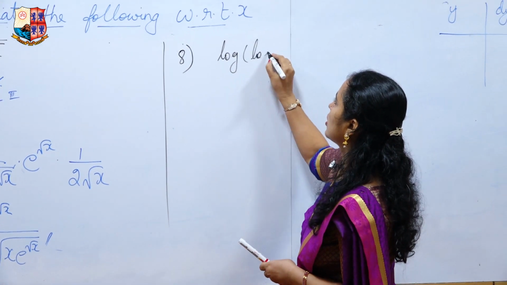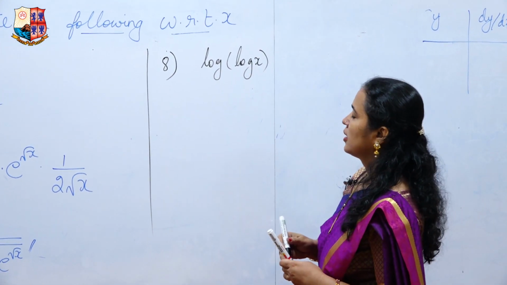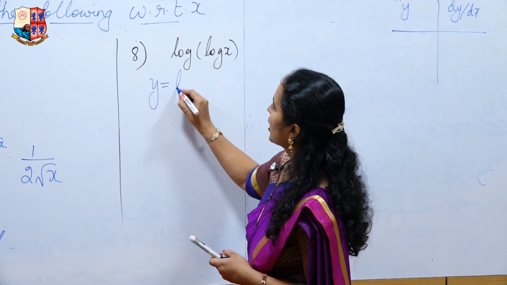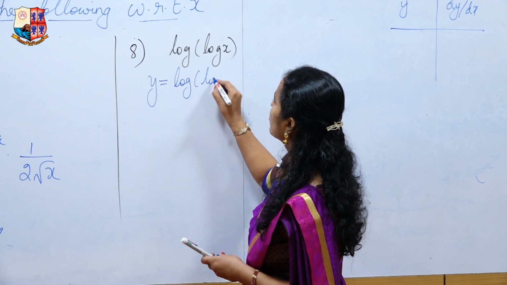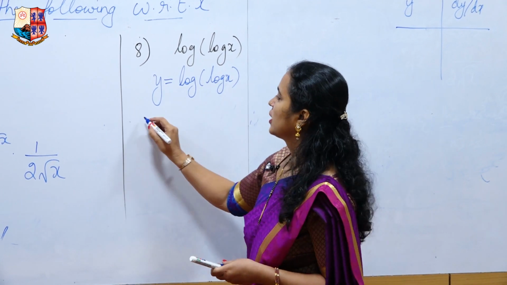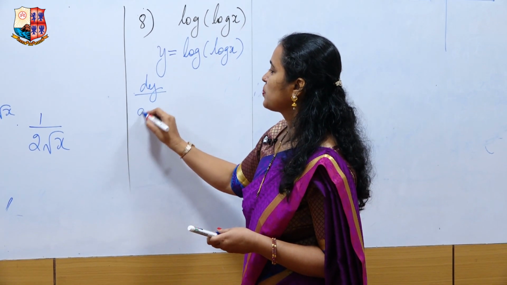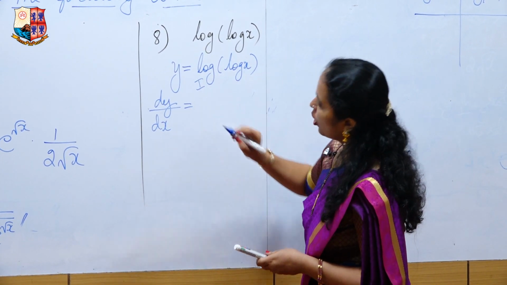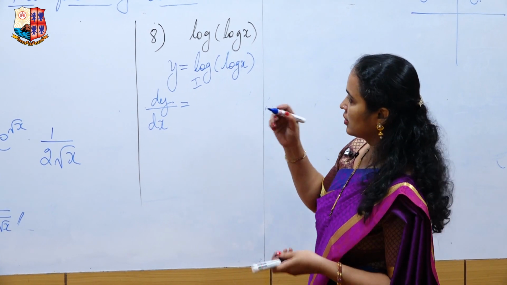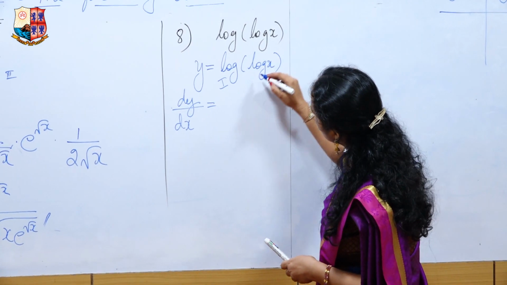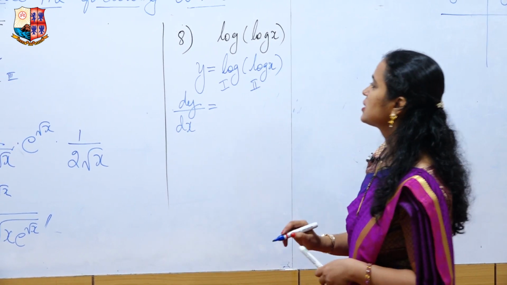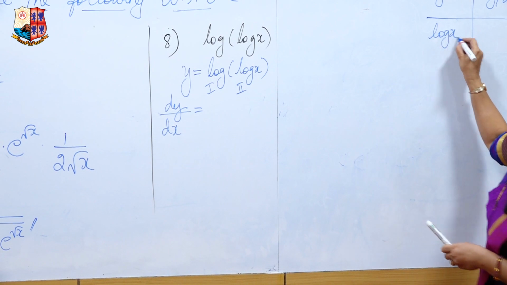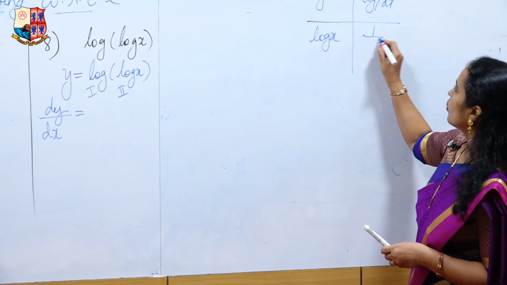Log of log x. As usual, take the given function as y. So y is equal to log of log x. Differentiate y with respect to x. Here you have log outermost. So that will be the first function of chain rule. Next you have log x, which will be the second function of the chain rule. Log x, when you differentiate, you will get 1 by x.